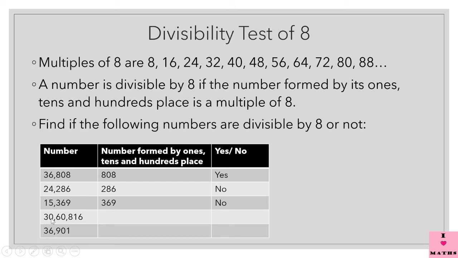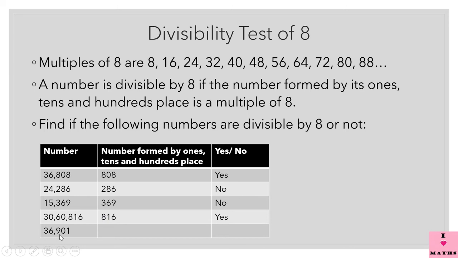Okay. Now 30,60,816. Now children, we have to check 816. Okay. 8 ones are 8. 8 minus 8, 0. Copy 1. It does not come in the table of 8. So 0 in the quotient. Copy 6. 1 and 6 is 16. 8 twos are 16, 16 minus 16 is 0. So 816 is a multiple of 8. So the given number is also a multiple of 8.